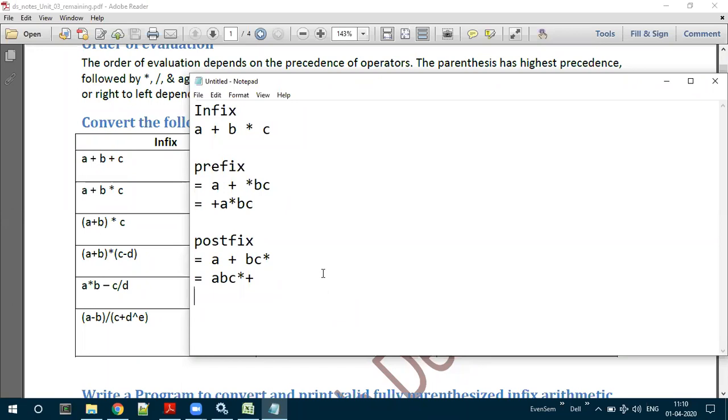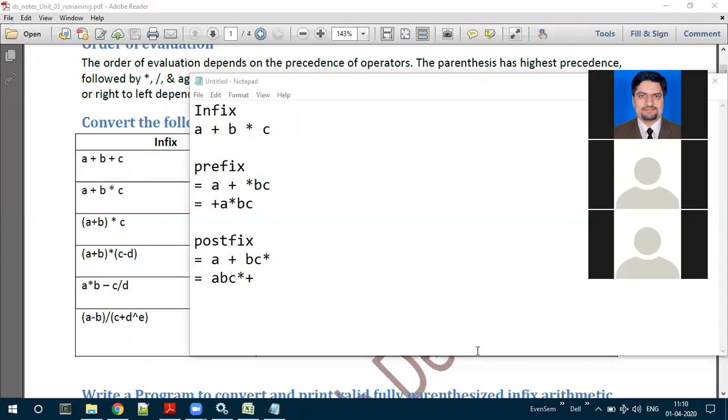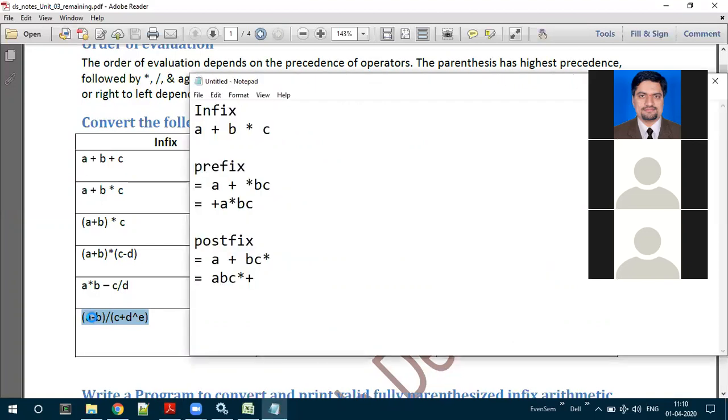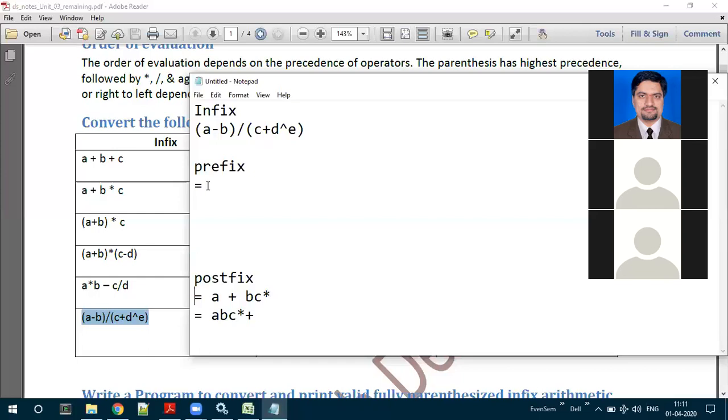So let us take one more example and try to convert the infix expression into the prefix and postfix expressions. Now here in this one, we will take the example of this. The given infix expression is this one. Then let us try to convert it into prefix and postfix expressions.